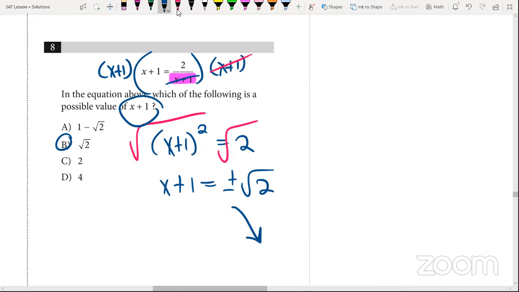But it would be really easy to subtract 1 from both sides and say that we have -1 plus or minus radical 2, and then to go ahead and pick an answer like A based on that. So just be really careful.